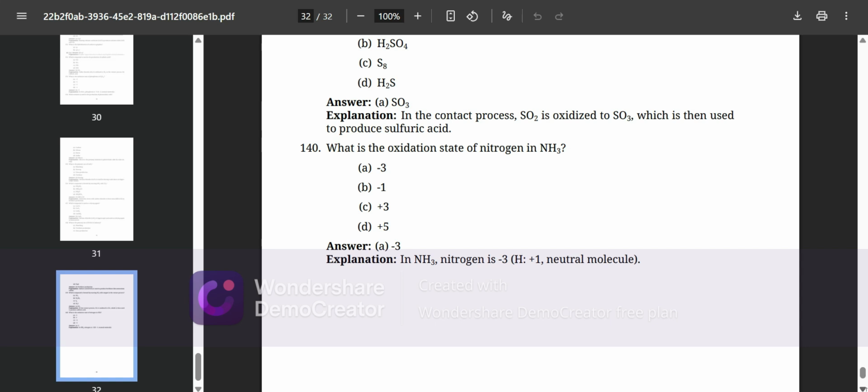What is the oxidation state of nitrogen in NH3? Minus 3 in NH3. Nitrogen is minus 3. H is equal to plus 1, neutral molecule.